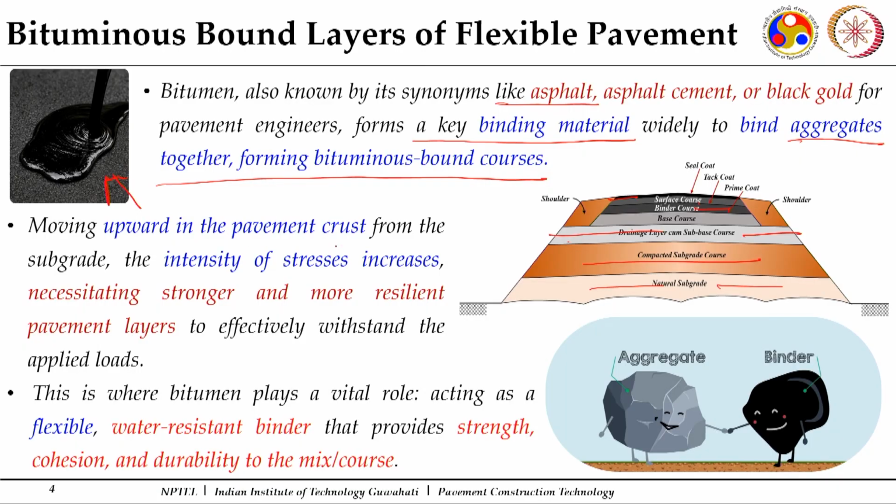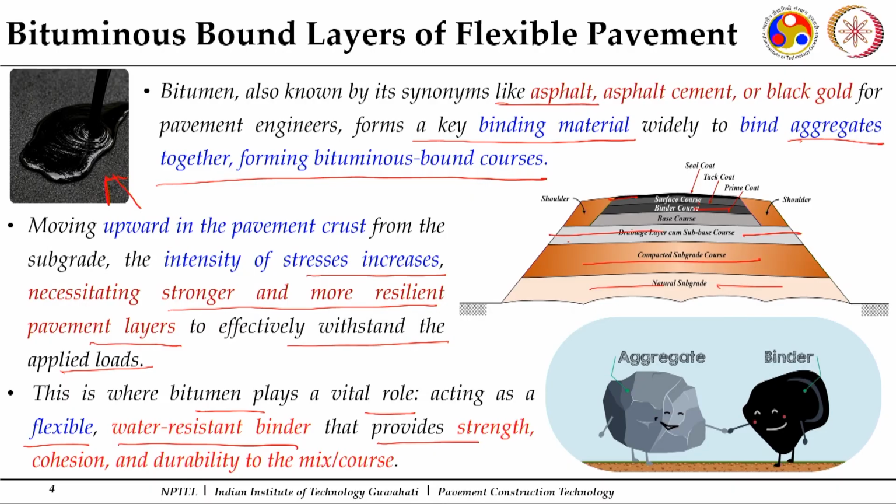So, while moving upward in the pavement crust from the subgrade, the intensity of stress increases, necessitating stronger and more resilient pavement layers to effectively withstand the applied loads. This is important. And here comes the role of the bitumen. It is a binding material which gives us a mix which is flexible and water resistant. Bitumen alone has been used in various other applications. It has been used for making structures, as a water repellent, or as a waterproofing material also.